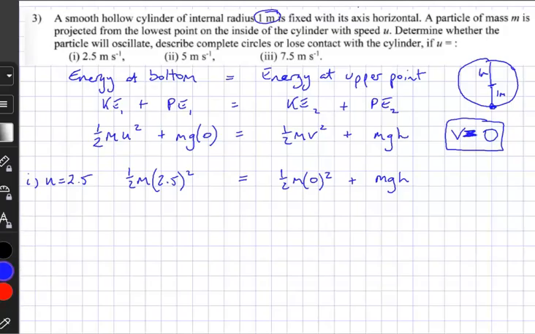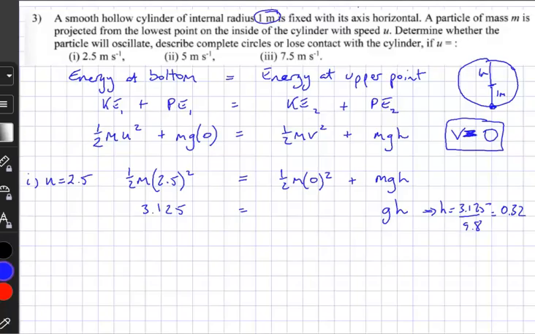The m's are going to cancel. We could double everything if we wanted to, just to make life a bit easier. But do you know what? A half times 6.25 gives me 3.125. I'm going to divide everything by m, and we end up with 3.125 equals gh. And if I divide by g, so 3.125 divided by 9.8 gives me 0.32.